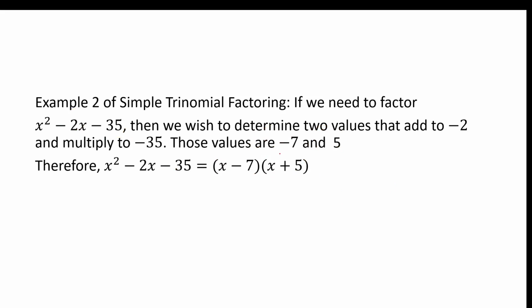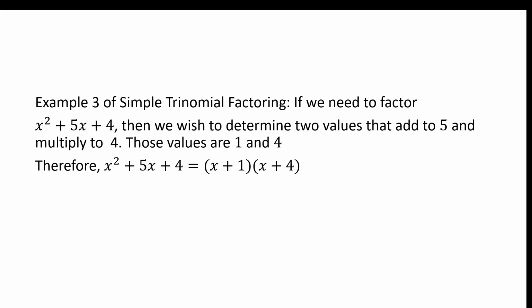So what if we have a negative middle coefficient, but our constant term is actually negative? Well, we can still often do that. Two numbers that add to negative 2 and multiply to negative 35 are negative 7 and positive 5. And so we can say that the trinomial given is equal to the quantity x minus 7 times x plus 5. Now, what if both are positive?